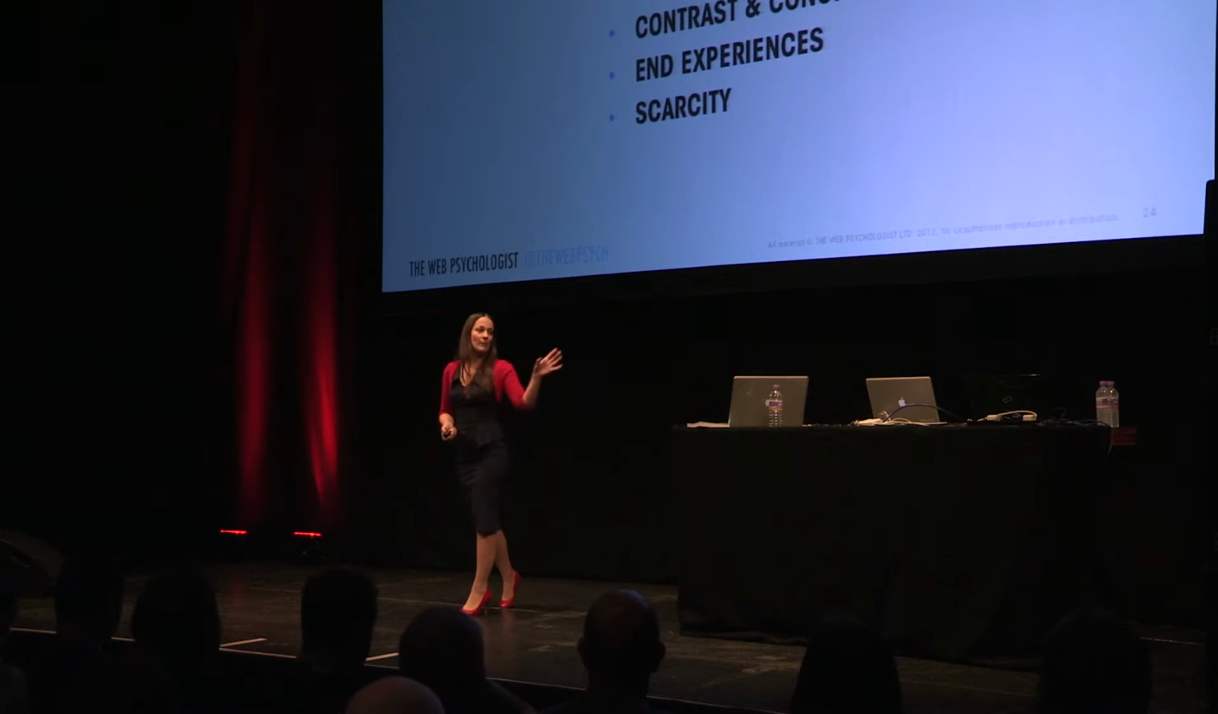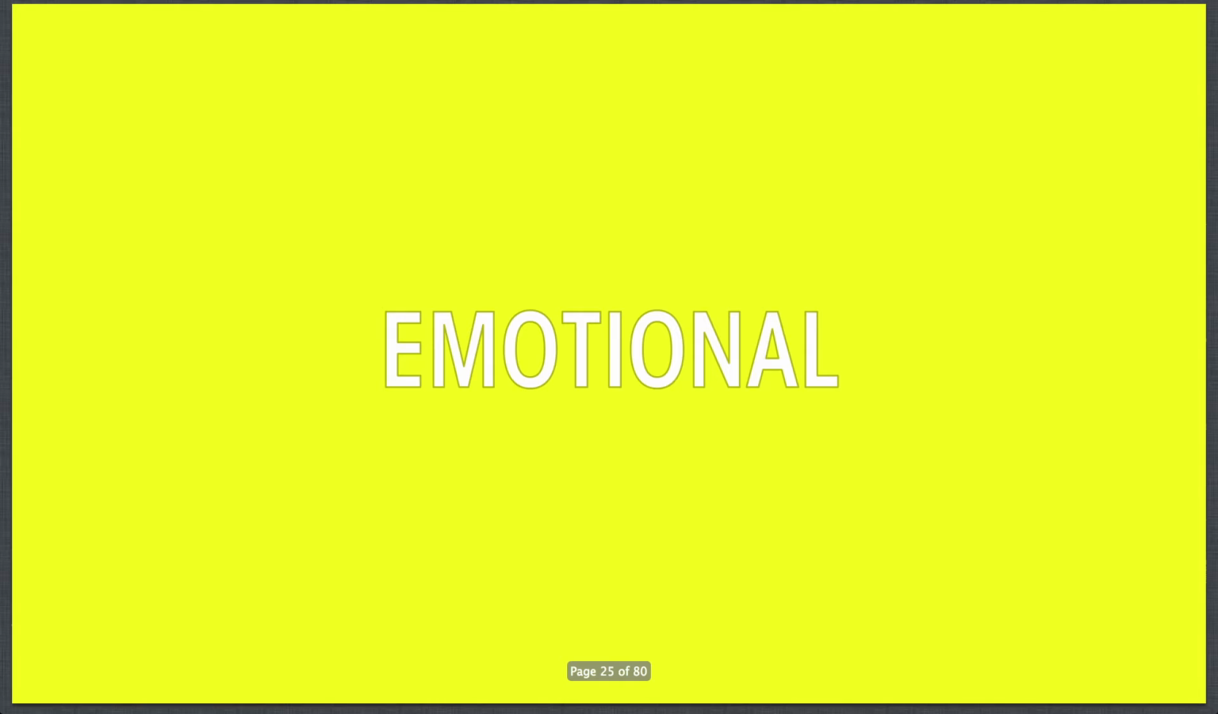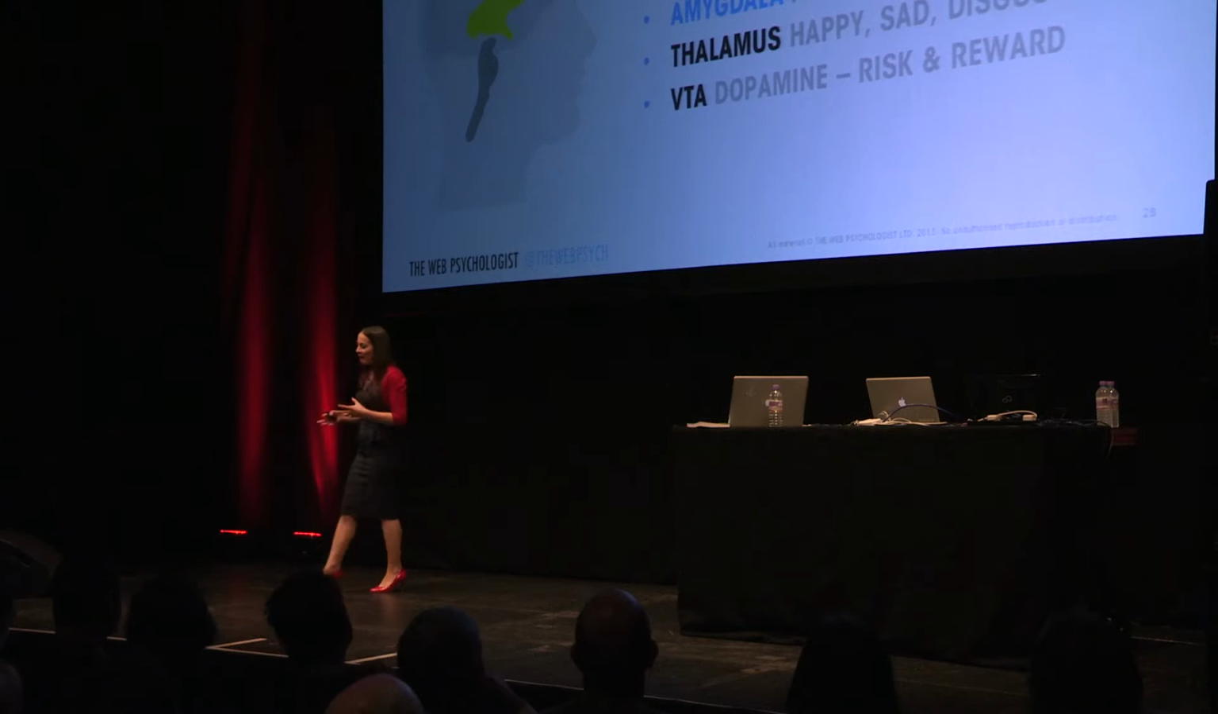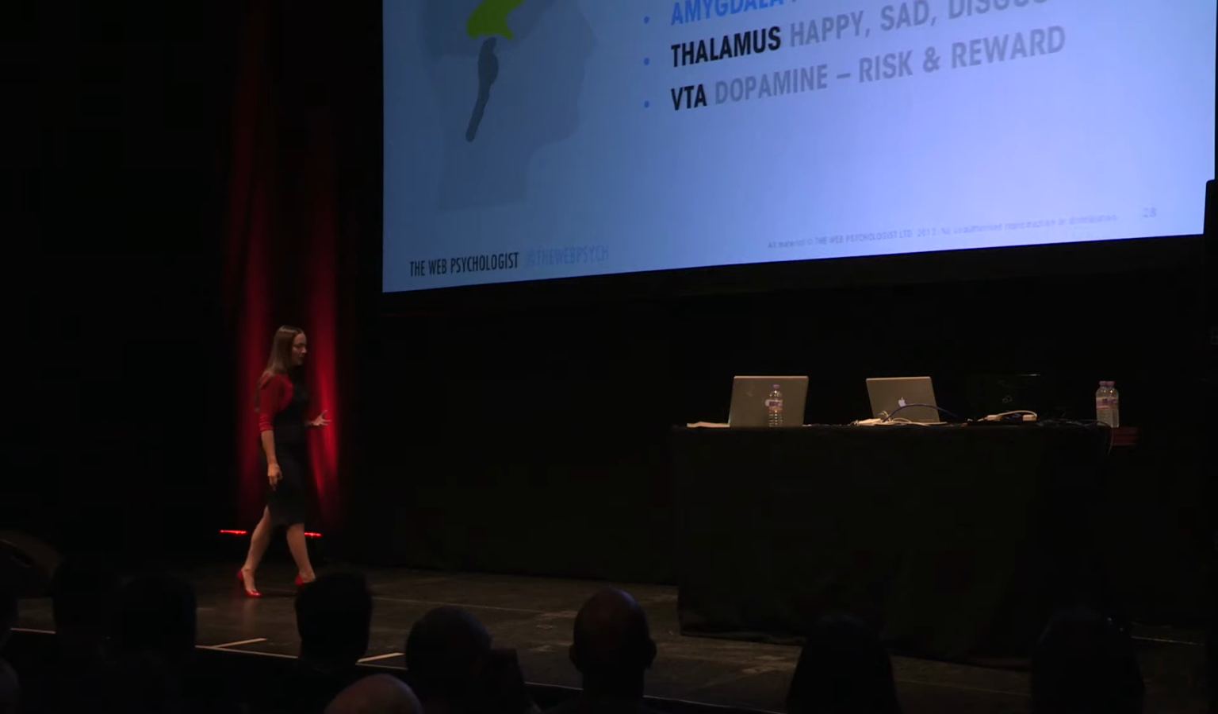The emotional system, which is where we're going to be focusing. This is thought to be the limbic system. It's also the area of the brain which is pretty ancient and automatic. And it's also where we find the amygdala, which is sort of maligned to be the seat of fear in the brain. It is very important when it comes to fear responses, but it's also the part of the brain that lights up and gets active when we're looking for relevant stimuli within our situation.